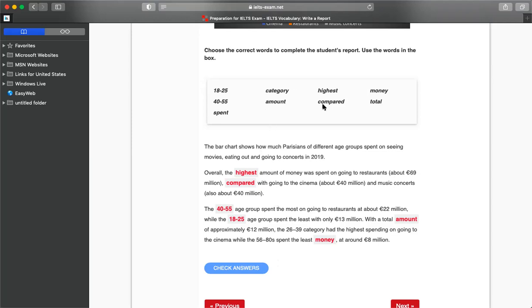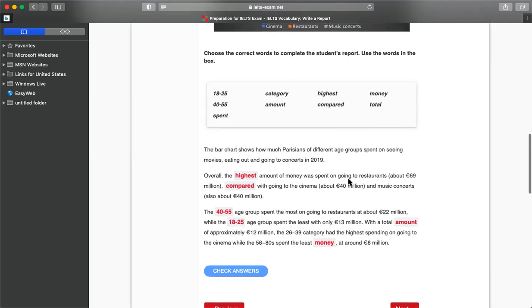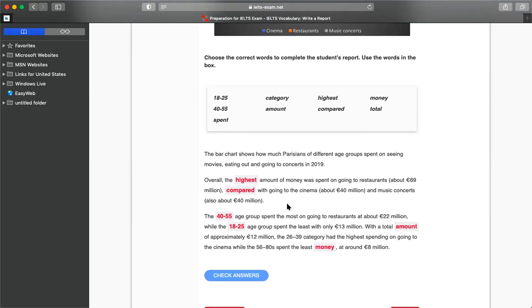So the candidate is using these words in the writing, and I wanted you to see how the candidate was using them perfectly well. Please watch those 5 collocation videos that I posted in my channel, and make sure that you download them, save them on your computer, practice every day, share them with your friends, comment in the comment box. The highest amount of money, you see how the candidate is using the adjective plus the good phrase. These patterns of grammar will give you 1 band higher in writing. Also, the candidate said with a total amount of approximately 12 million, and so on.